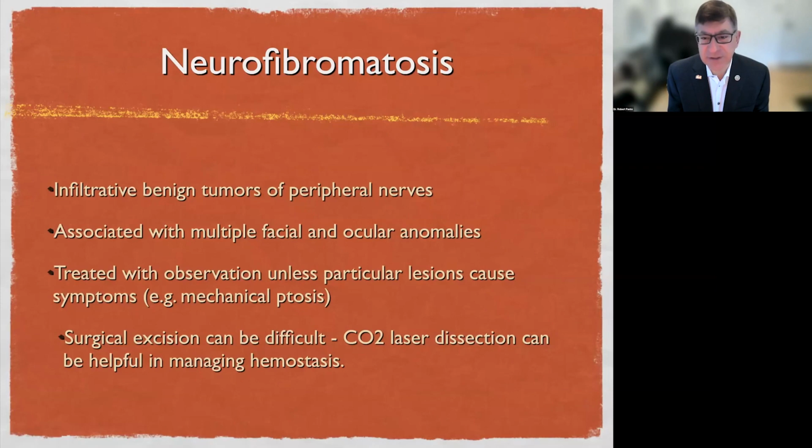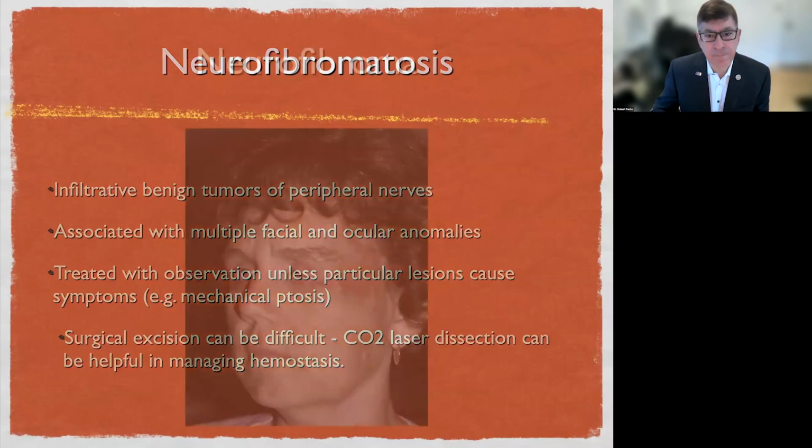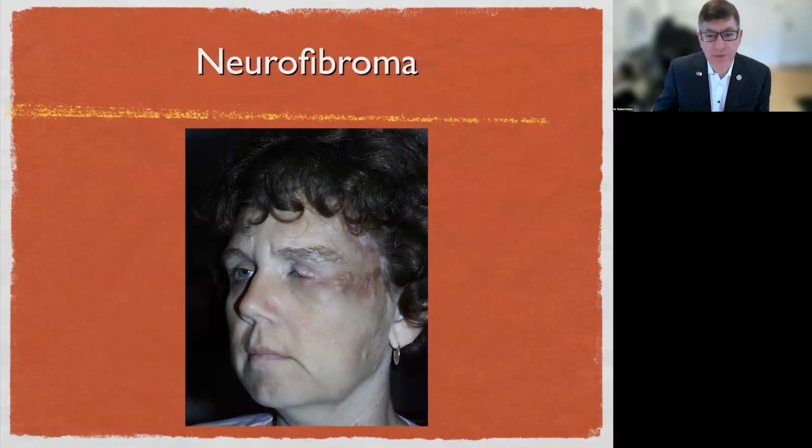Treated with observation unless particular lesions cause symptoms such as mechanical ptosis. Surgical excision can be difficult. These tend to bleed quite a bit, and the carbon dioxide laser is helpful if you have access to that. A Colorado needle or similar electrocautery can also be utilized. Another example of a neurofibroma, this time causing ptosis.